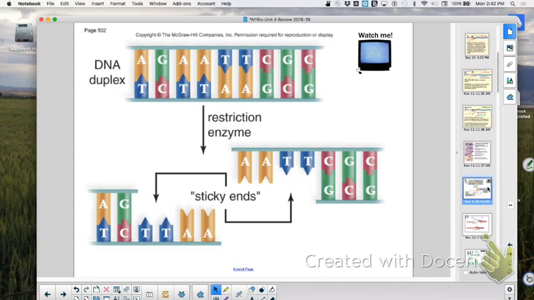So we talked about some of the tools of a genetic engineer. A key tool of a genetic engineer is being able to cut DNA. What do you use to cut DNA? Restriction enzymes. Okay, so let's delve into that just a little bit. Restriction enzymes cut at a specific series of bases called a recognition sequence.